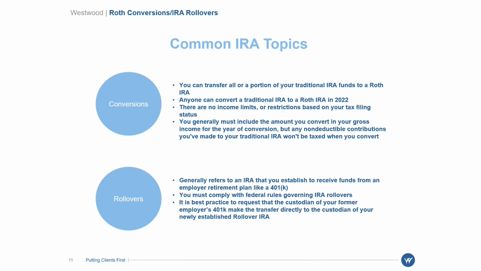Now, here's why timing is important. The full amount converted is added to your gross income in the year of conversion. So good planning might involve converting traditional IRAs that have experienced steep declines in value with the intention of paying taxes now to potentially save in taxes later.